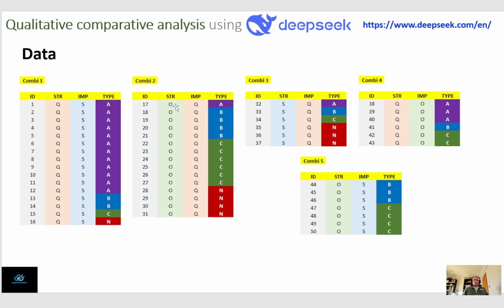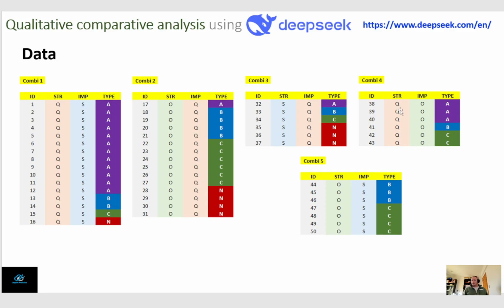Then combi 2 is the people who have opening as a strength. So for the first maybe 30 seconds or a minute of the conversation, that opening is very strong. But they have questioning as an area of improvement. Combi 3 is summarizing as a strength and questioning as an area of improvement. Combi 4 is questioning as a strength and opening as an area for improvement.